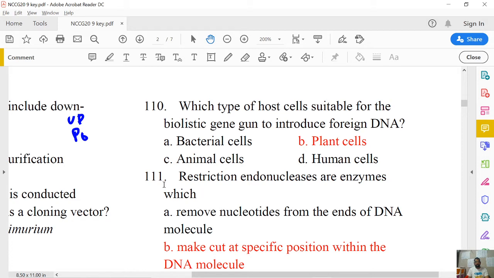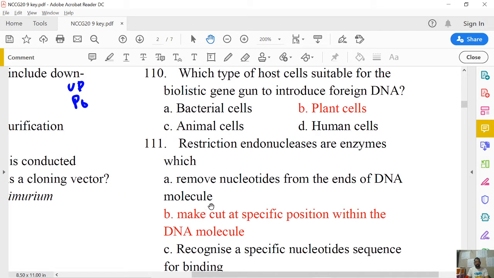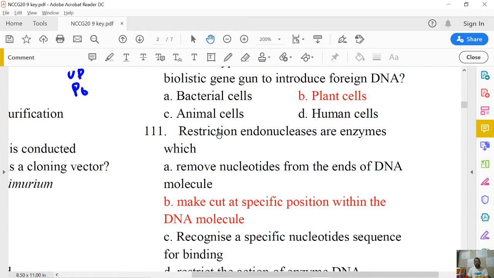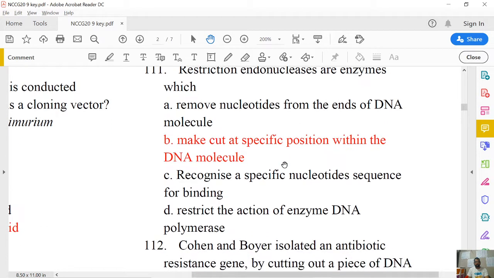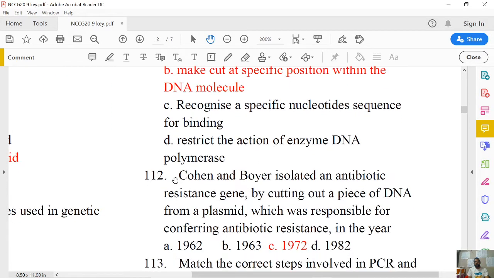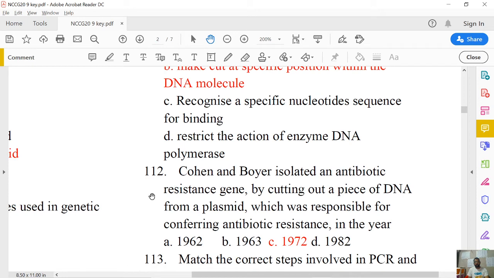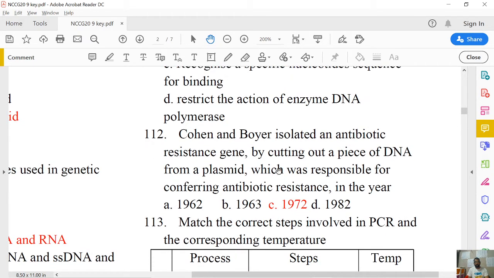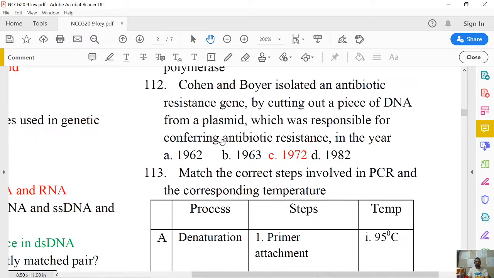Restriction endonucleases are enzymes which cut at a specific position within the DNA molecule. So the remaining options are wrong. Cohen and Boyer isolated an antibiotic resistance gene by cutting out a piece of DNA from a plasmid, which was responsible for it. They performed the experiment in the year 1972.